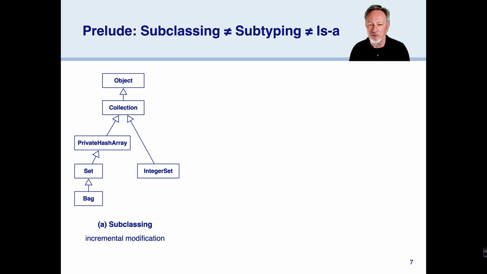We can certainly do that. And a Bag is kind of like a Set, but with some slightly different implementation details, so we simply inherit a Bag from Set and make the changes in the subclass. So this is using the inheritance hierarchy purely for reuse and incremental modification. So this is just subclassing at its most rudimentary level.